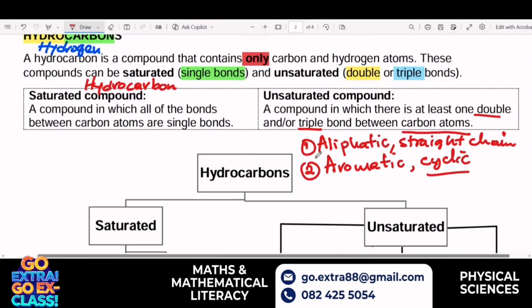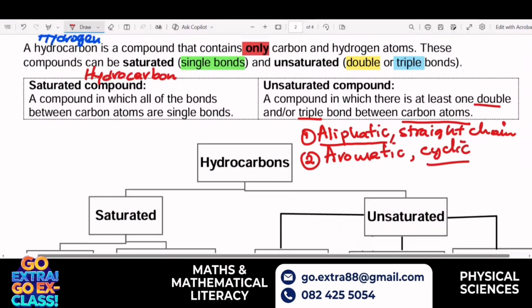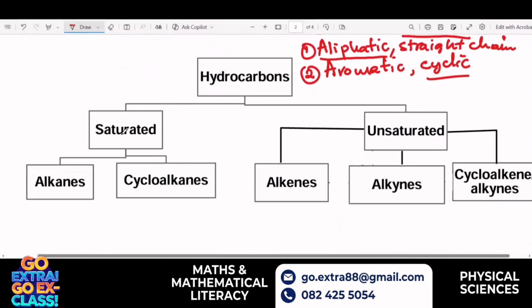Our main focus on this topic is going to be on aliphatic hydrocarbons, the ones that form straight chains. We're going to focus on the straight chains, not the ones that form cycles, for examination. So this group of hydrocarbons is called aliphatic. These are aliphatic hydrocarbons.